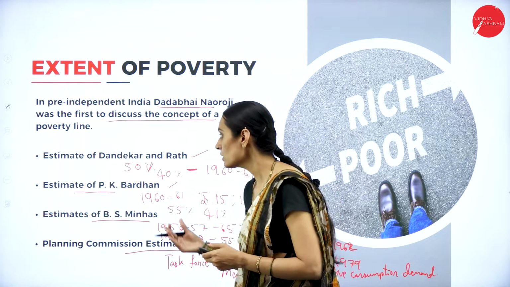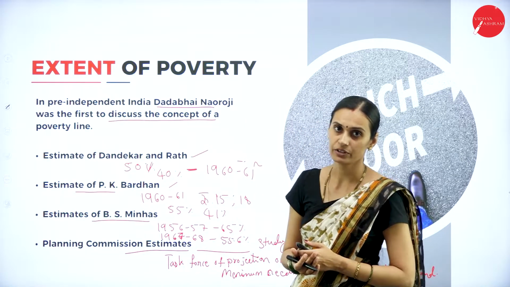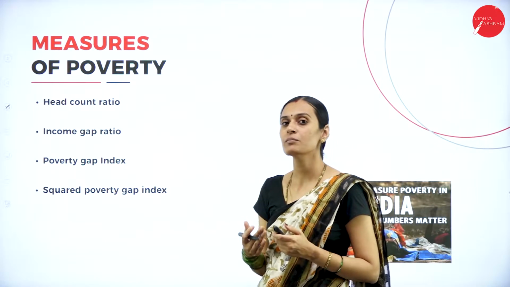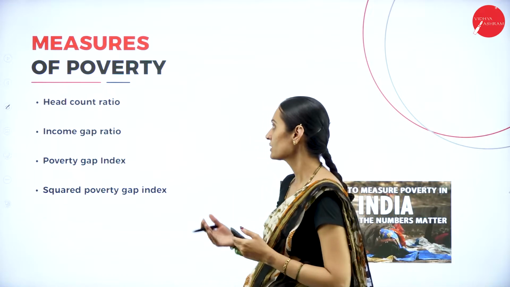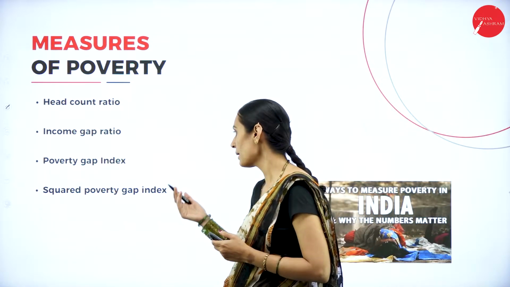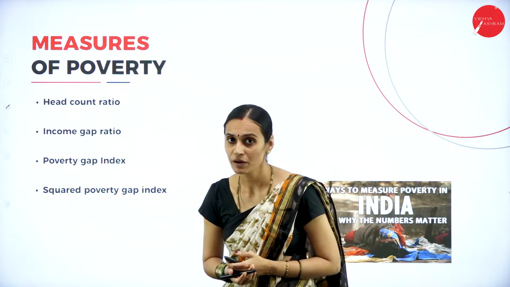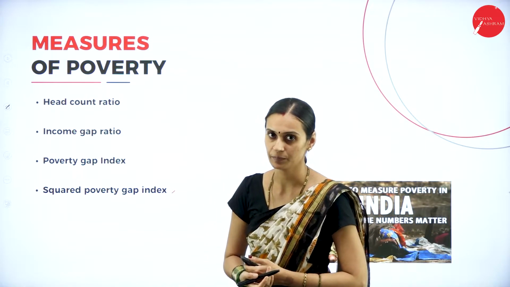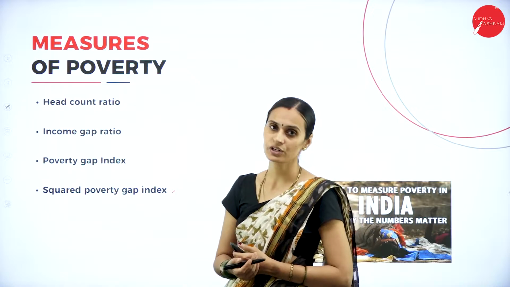So these are all about the extent of poverty. Next, moving on to measures of poverty. There are so many methods of measuring poverty: head count ratio, income gap ratio, poverty gap index and squared poverty gap index. Let us discuss them one by one. The first one is the head count ratio.